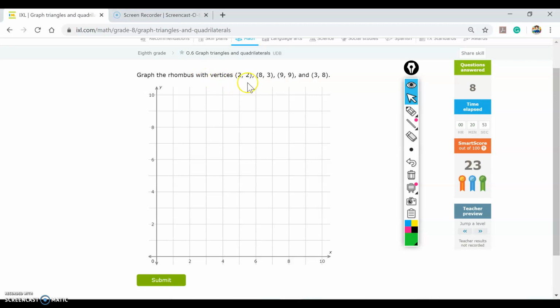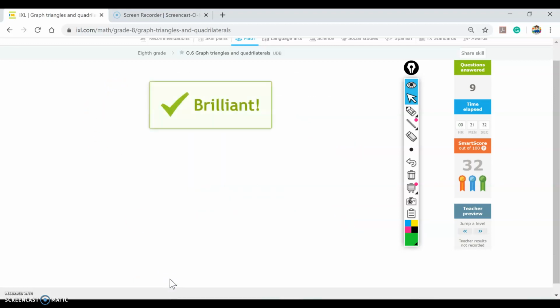Now I'm going to type the coordinates of the rhombus. It's 2, 2, so I would go here, 2, 2, which is right there. Then 8, 3, which is right there. And then I have 9, 9, which is right there. And then 3, 8, so 1, 2, 3, 8. Well, this is the way a rhombus looks. It has 4 vertices, 4 corners, it has 4 sides, and that's why it's a quadrilateral. Now let's check it. Brilliant.